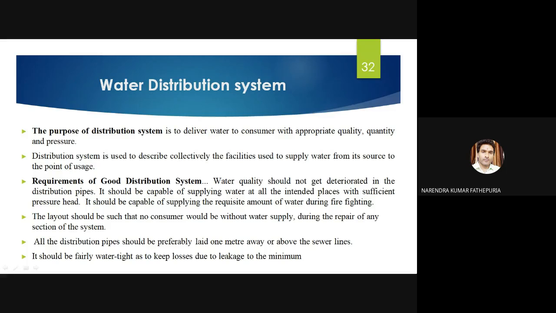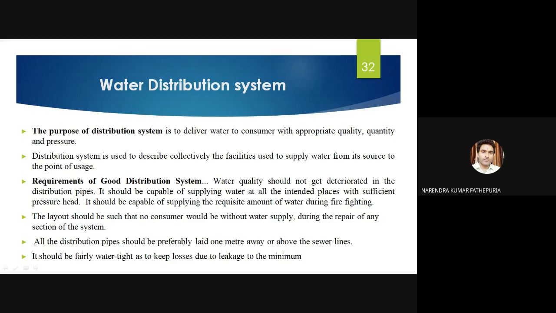Suppose in one zone, the last consumer end, with the last connection you have given, there also the same pressure and a uniform quantity of water should be supplied till the last consumer end. Water supply should not be non-uniform. And our objective depends on how you have designed the water supply and treatment part.